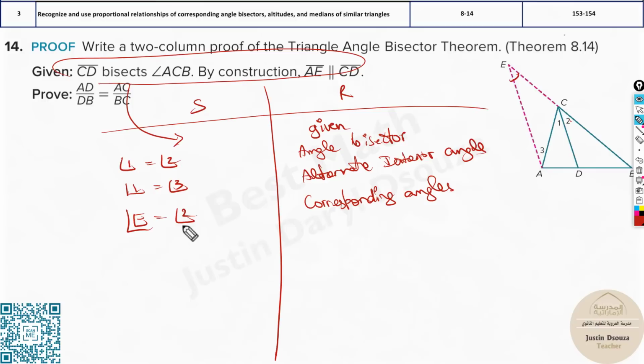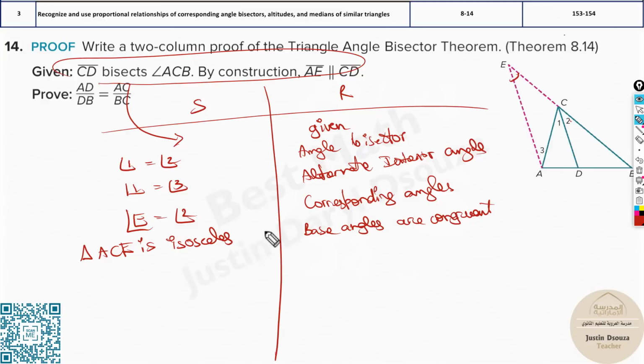Now this is done. From this we can tell triangle ACE is isosceles. Now why is this isosceles? Because base angles are congruent.